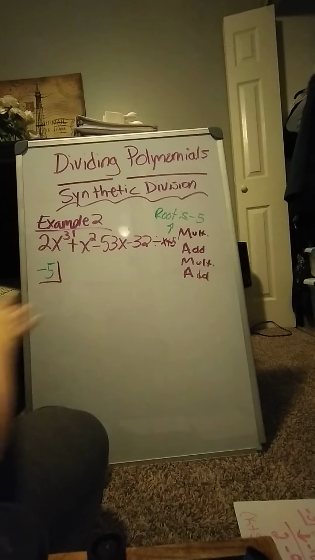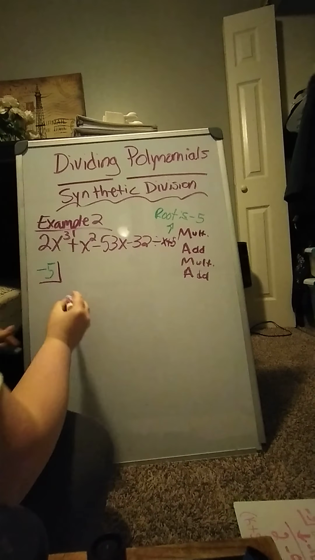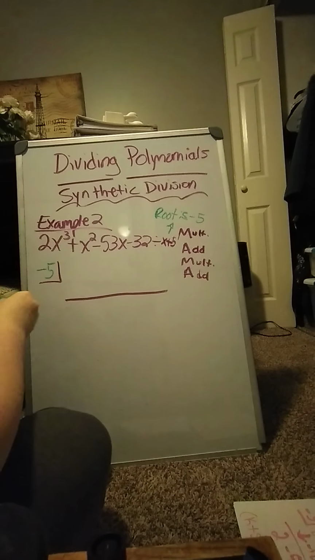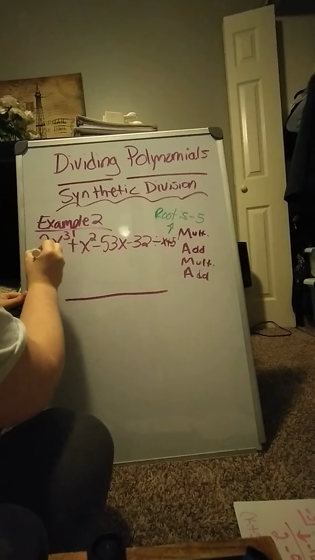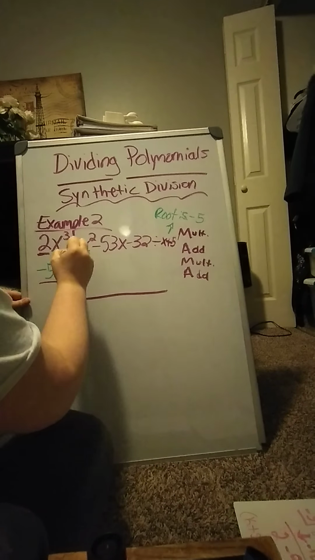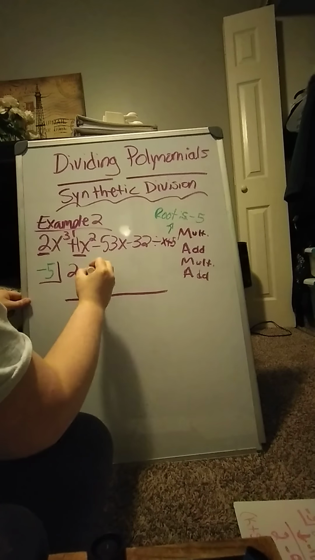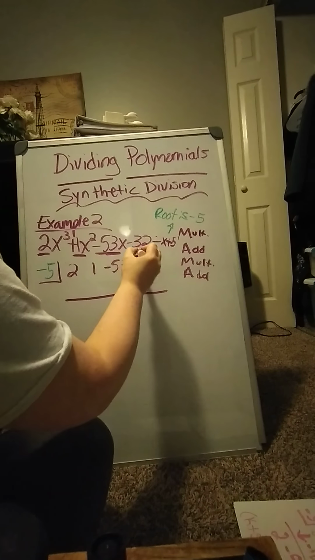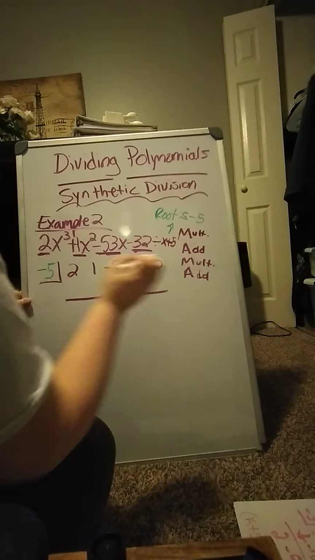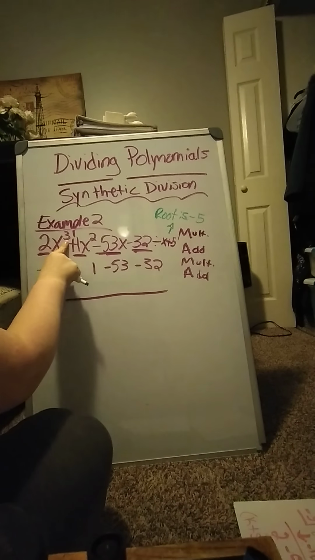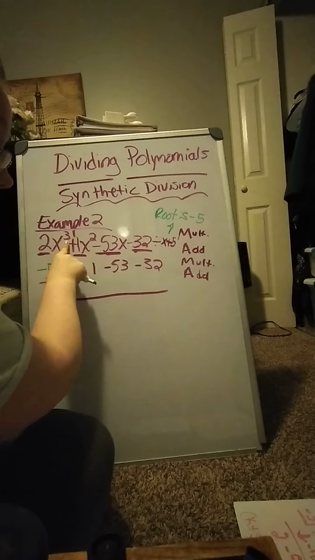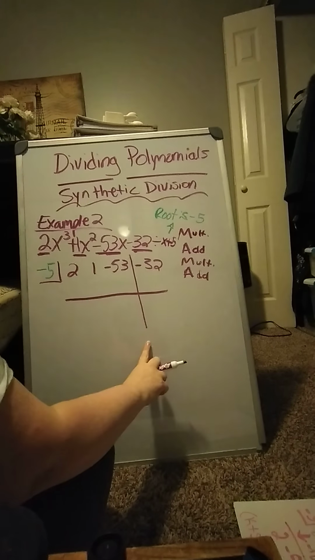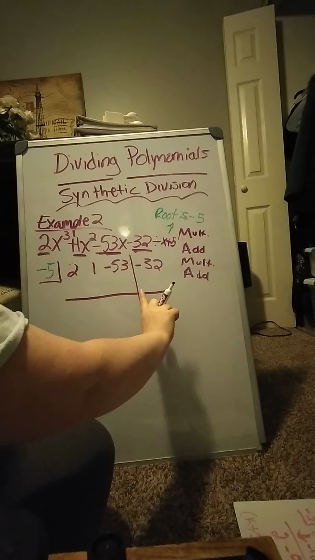Okay? The numbers that go here are my coefficients. Okay? So I have 2. Remember, if I don't see one, it's a 1. -53. And -32. Since my highest power is a cube, I draw my line down after 3. 1, 2, 3. Draw my line down, which means this section will be my remainder.